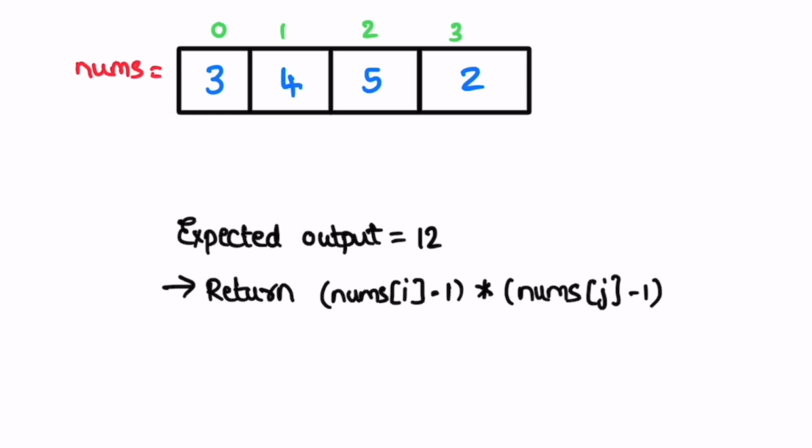The maximum element inside this array is 5 and the second maximum is 4. So you do (5 - 1) * (4 - 1). So 4 into 3 is 12. So you get 12 as the output. So how are you going to find out the maximum elements?